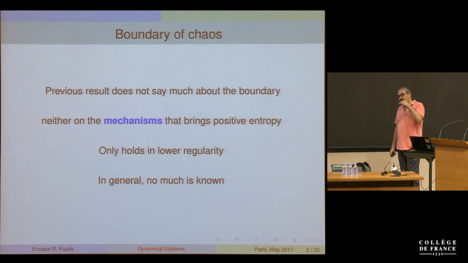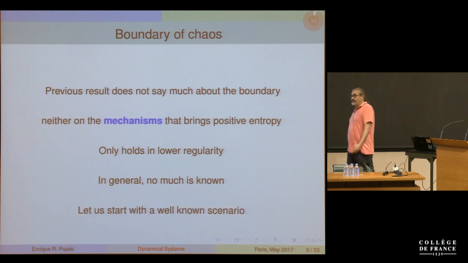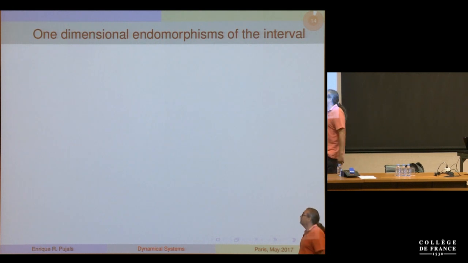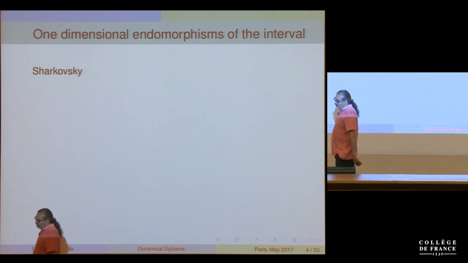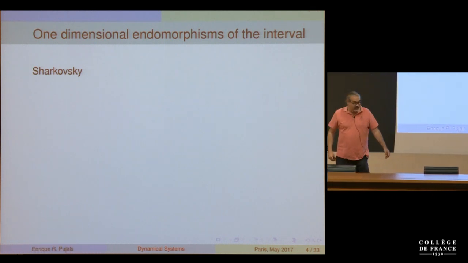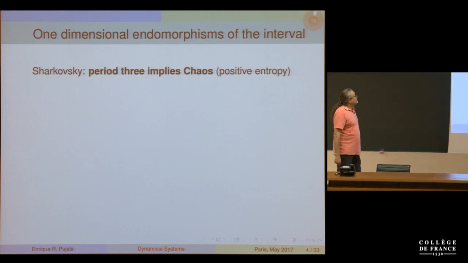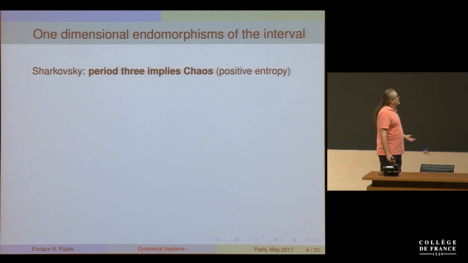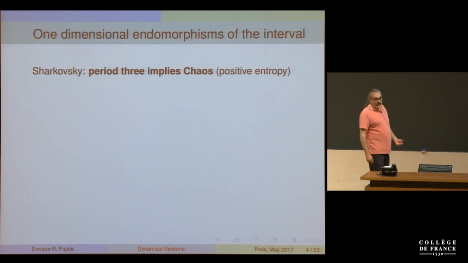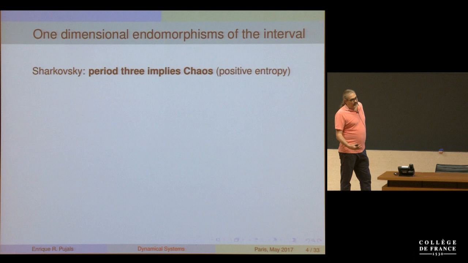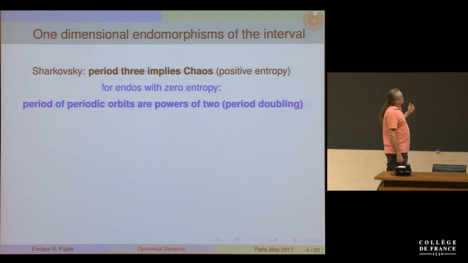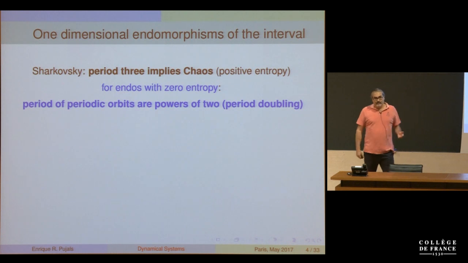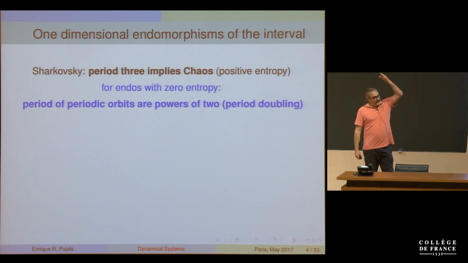Let's start with a very well-known scenario, which is one-dimensional dynamics, so one-dimensional endomorphisms of the interval. This goes back to the result of Sharkovsky, which is in fact a result for continuous systems, and nowadays is known with the popularized name of period 3 implies chaos. Period 3 implies positive entropy. Of course, the result of Sharkovsky is much more standard. It gives an order on periodic points. But in the case of endomorphisms with zero entropy, it basically says that all the periodic orbits have period a power of 2. So it means 1, 2, 4, 8, 16.